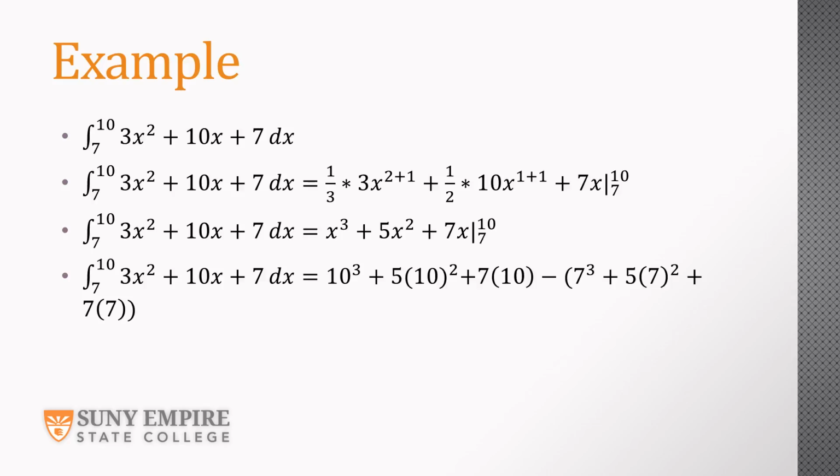We plug in and have 10 cubed plus 5 multiplied by 10 squared plus 7 times 10 minus the quantity 7 cubed plus 5 times 7 squared plus 7 times 7. Completing the calculations, we find that the integral with respect to x from 7 to 10 of the function 3x squared plus 10x plus 7 is 933.